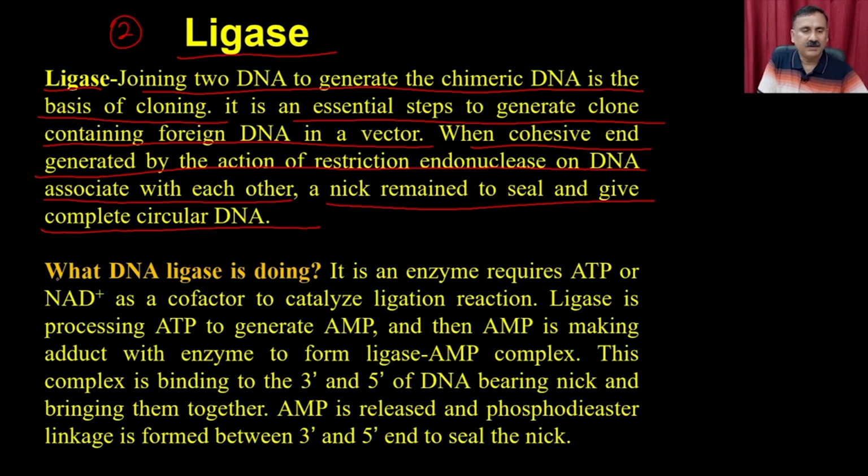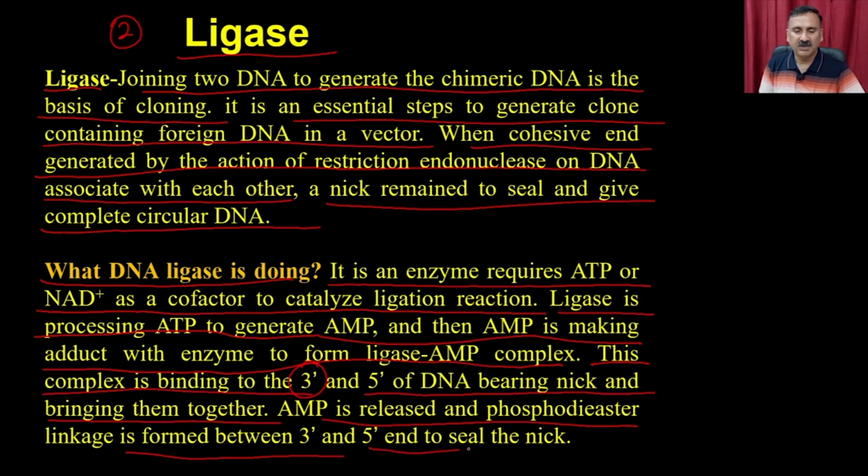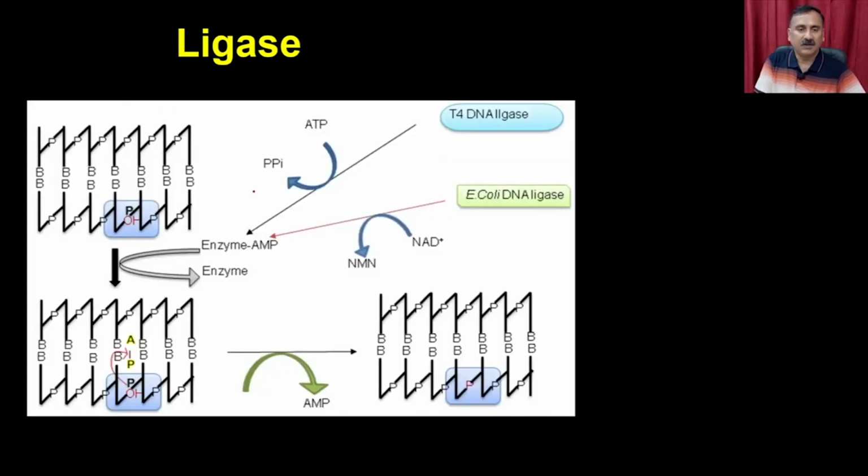Okay, so what is the DNA ligase doing? It is an enzyme which requires ATP or NAD+ as a cofactor to catalyze the ligation reaction. Ligase processes ATP to generate AMP, and then AMP makes an adduct with the enzyme to form the ligase-AMP complex. This complex binds to the 3' and 5' ends of the DNA bearing nicks and brings them together. AMP is released and the phosphodiester linkage is formed between the 3' and 5' ends of the seal. Okay, and that's how it is going to seal the nick. So this is what is going to happen.